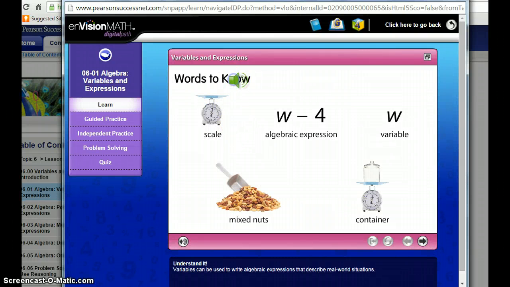Words to know? Words to know. Scale. Algebraic expression. Variable. Mixed nuts. Container. All right, so variable here, just like we said earlier before we started, a variable is a letter that stands for a number in an expression.